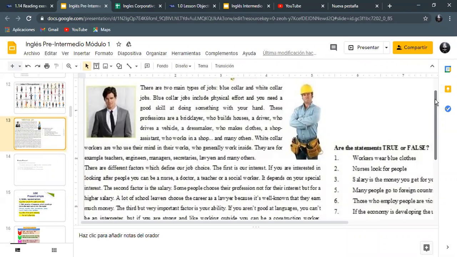A driver, who drives a vehicle. A dressmaker, who makes clothes. A shop assistant, who works in a shop. And many others.